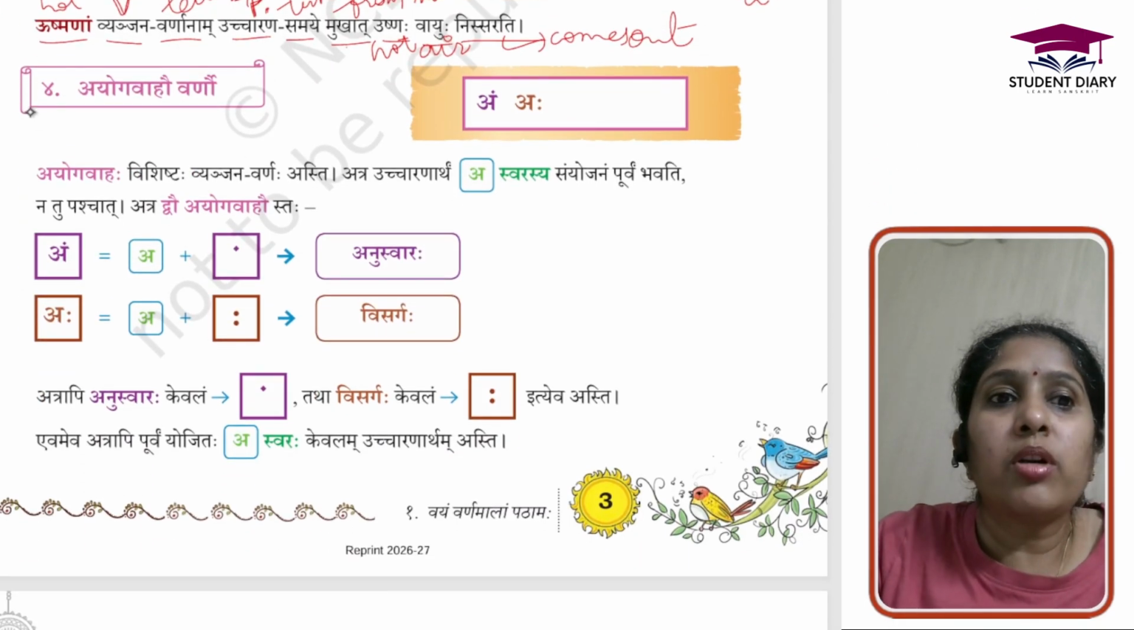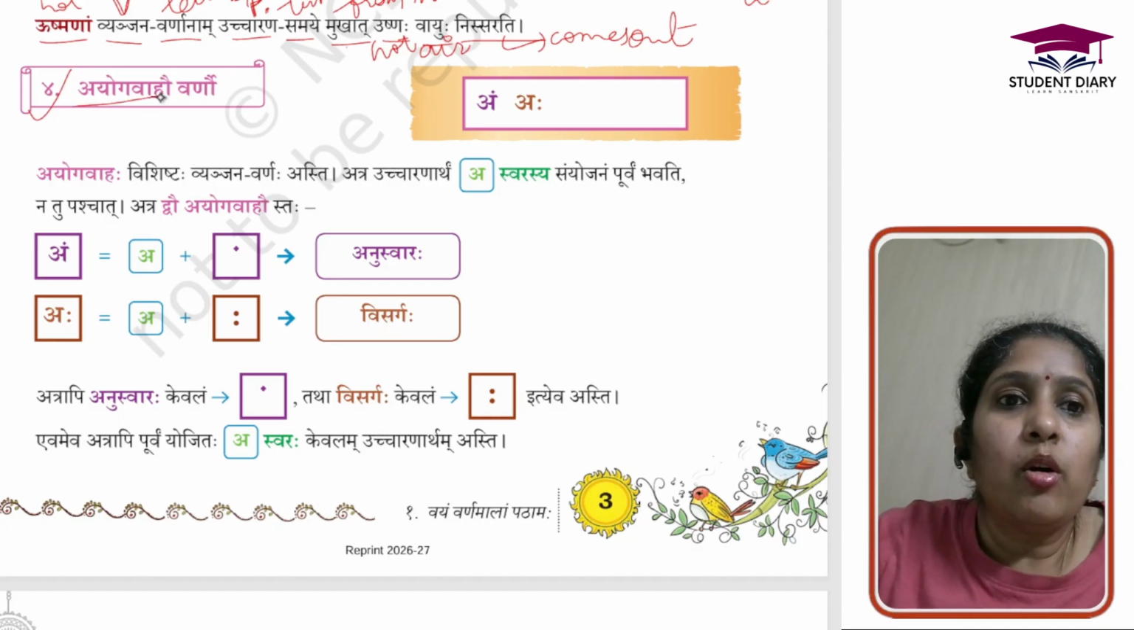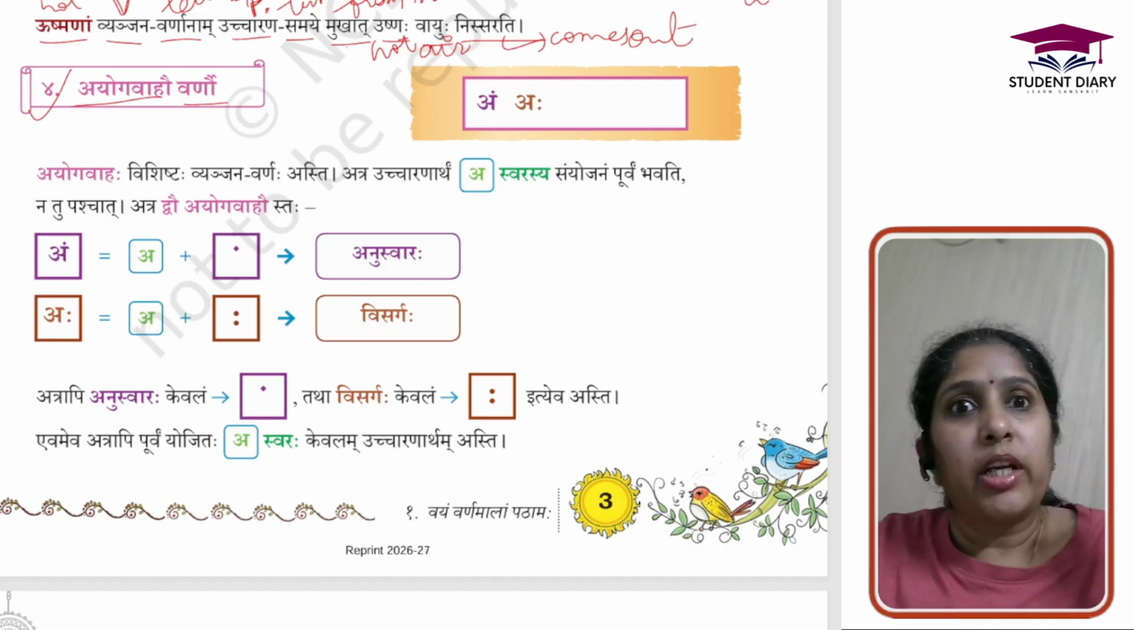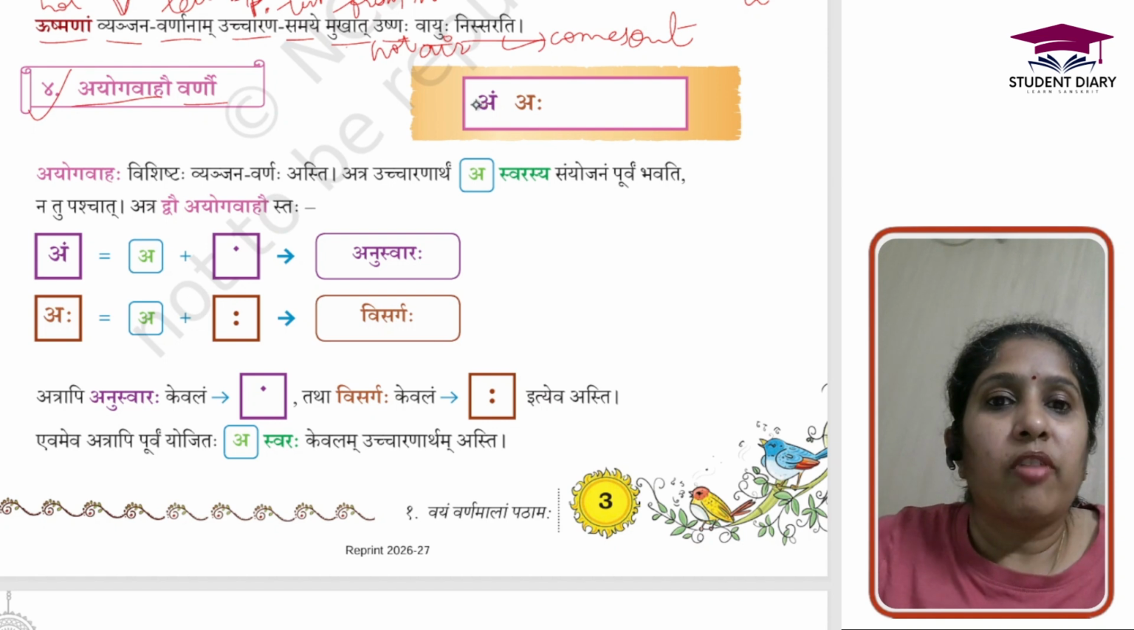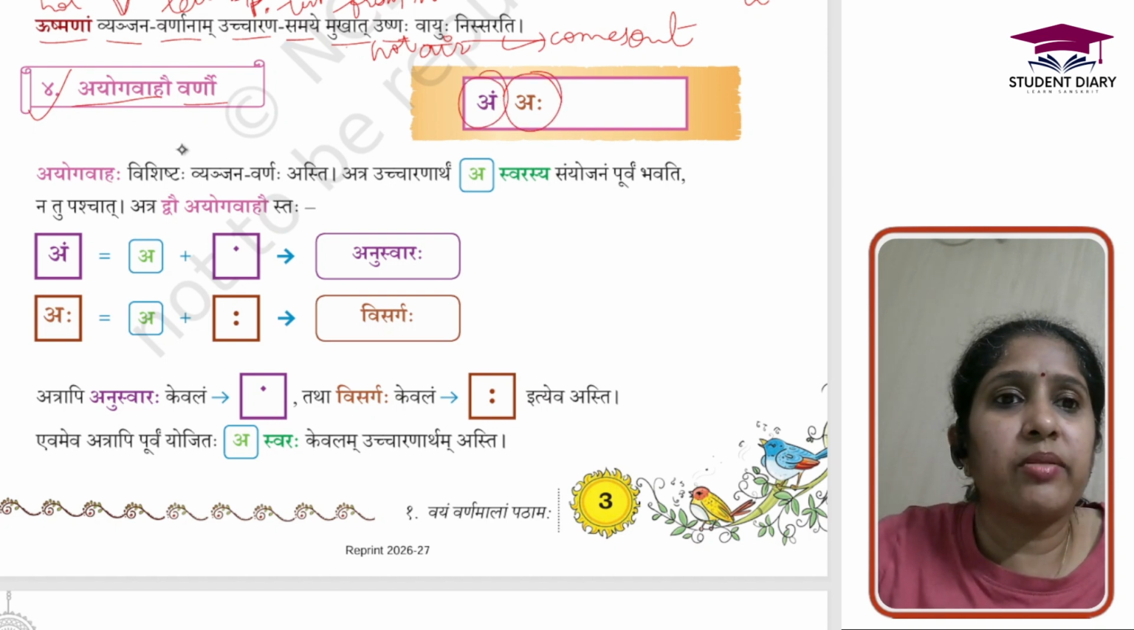Let's go now to the fourth type of letter, which is Ayogvaha Varna. We have only two Ayogvaha. Okay. What are those? Anusvara and Visarga. These are the last letters we have here. So Ayogvaha are two.